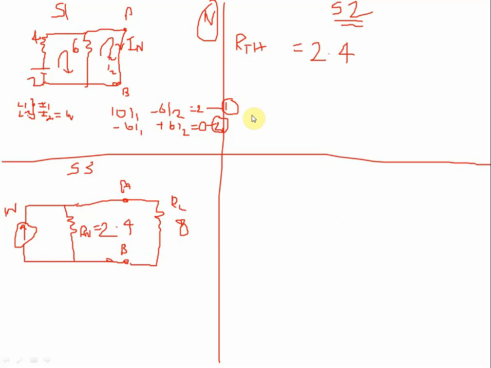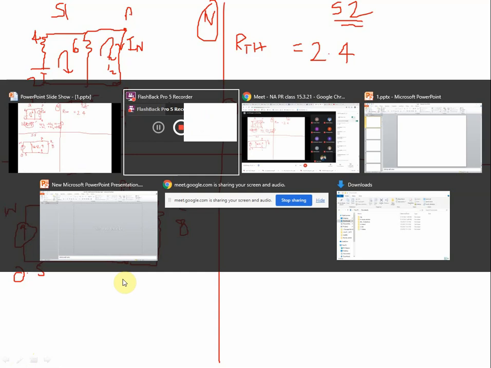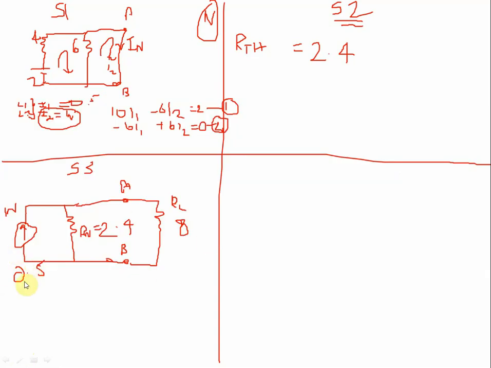So 0.5, this is a point. Use the calculator and you will find the answer. So I1 is equal to 0.5, and I2 is also 0.5. What is my I2? I2 is equal to 0.5. That one you directly write here. So 0.5.